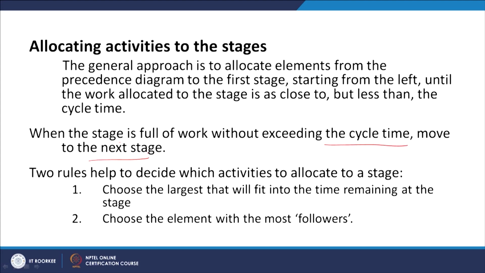While allocating the activities to a particular station, we follow a particular criterion: choose the activity that will take the largest time, and if there is a tie between the two in terms of the largest time, then we choose the element which has the most followers. The example related to the product layout design, I will take up in the next presentation. I will summarize this presentation.